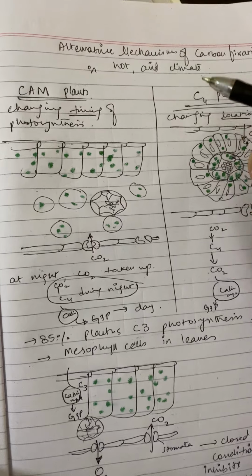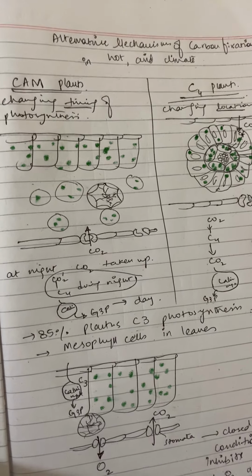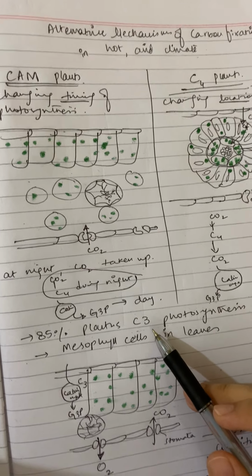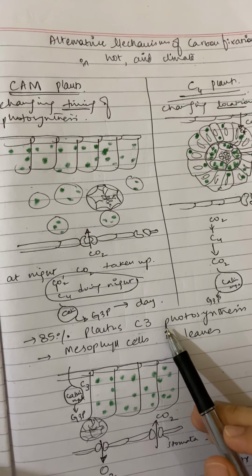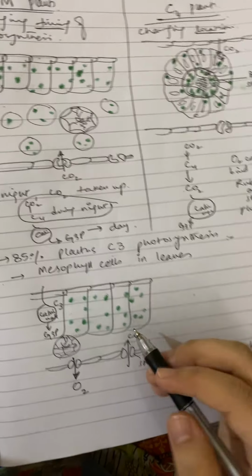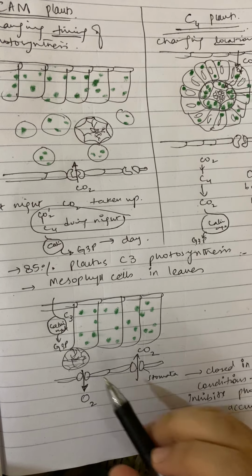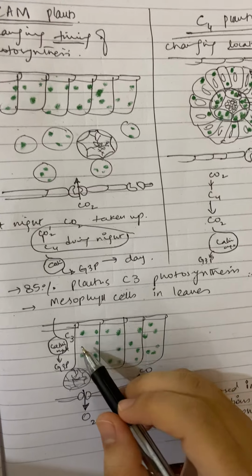So why do plants undergo all these three different pathways? Why doesn't it just undergo the C3 pathway? The answer is very simple. Almost 85% of plants do undergo C3 photosynthesis. But in hot and arid conditions, the stomata close. And because of stomatal closing, oxygen accumulates inside the cells, inside the leaf.